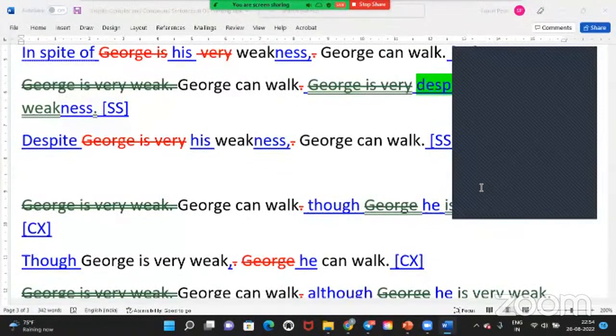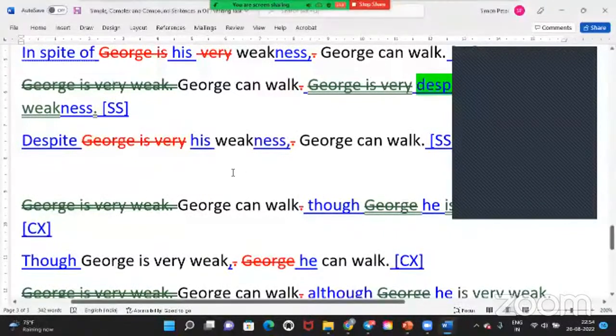Right. So please now write your comments. Write in 1 or 2 sentences.